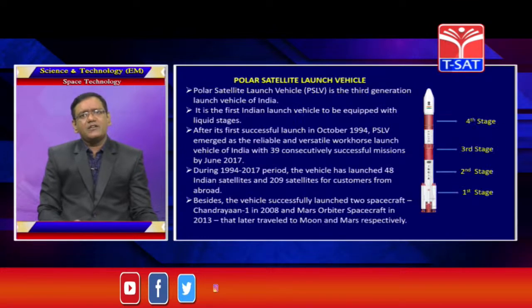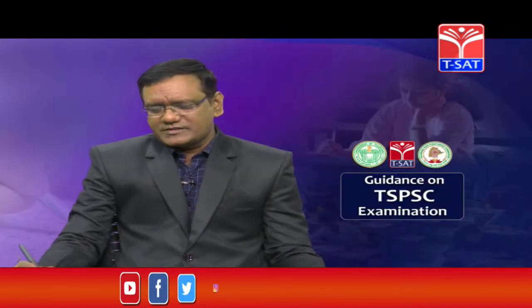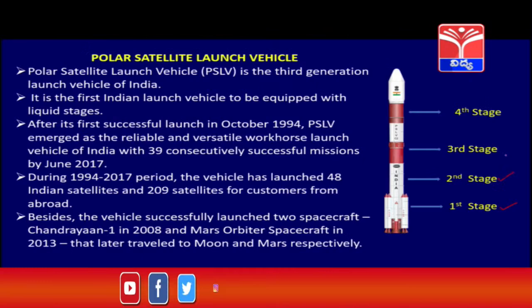This vehicle has 4 stages. You can see here stage 1, stage 2, stage 3 and stage 4. And this is where the satellite is kept. In the first stage, when we launch, the fuel in this first stage is consumed.